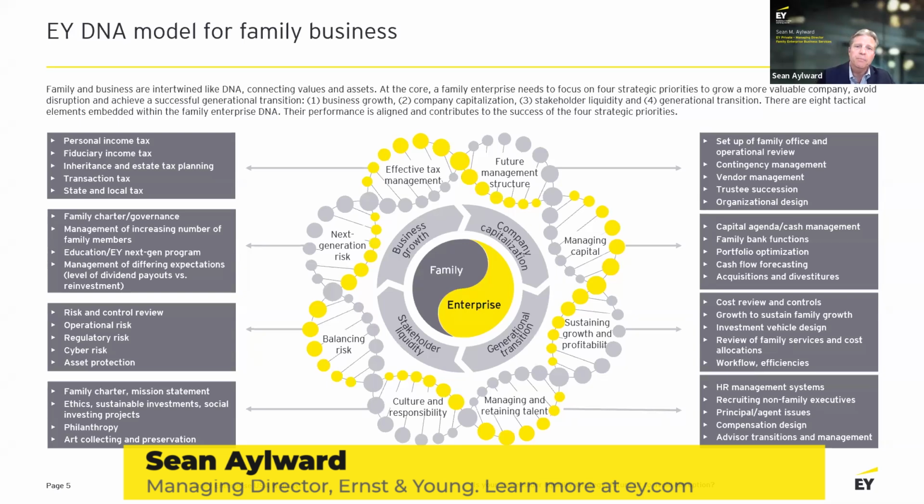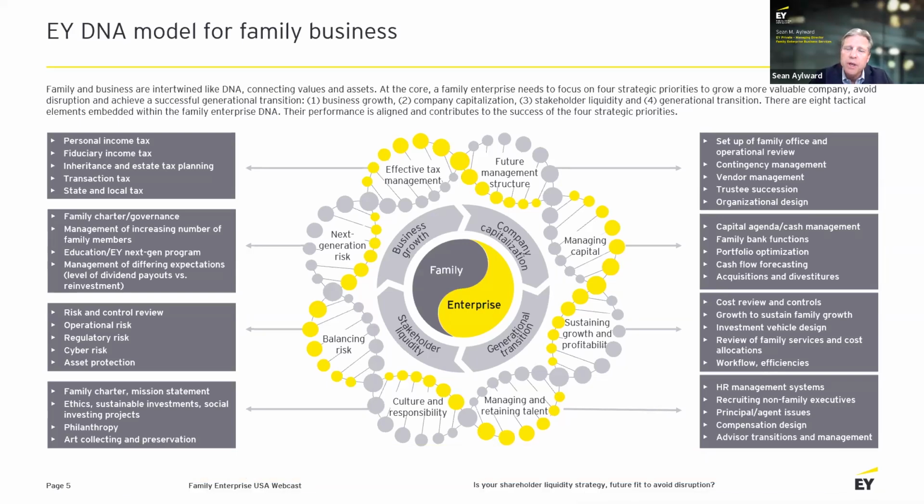So let's quickly start off with our approach to how we think about family business. We look at it as if it were DNA, right? The family and business are intertwined like our DNA is intertwined, and the business and values of the family intertwine. Most of the family enterprises that we work with, about 90% of them, their net worth comes from the family business, and about 90% of the income is derived from the business. So it's a substantial asset for the family.